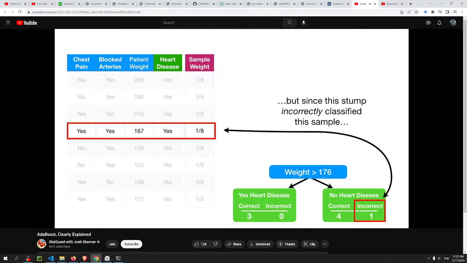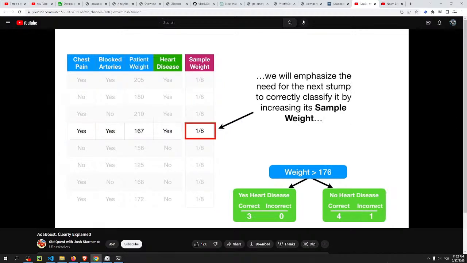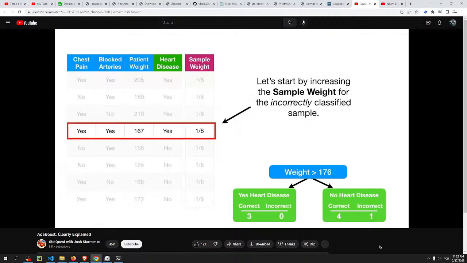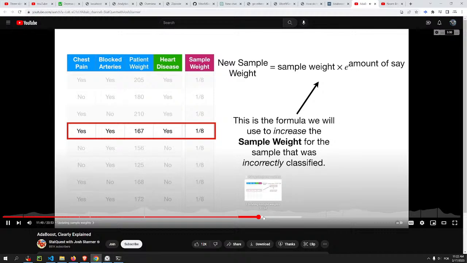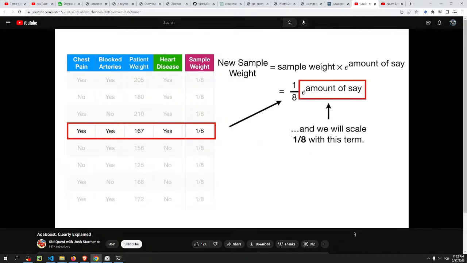But since this stump incorrectly classified this sample, we will emphasize the need for the next stump to correctly classify it by increasing its sample weight and decreasing all of the other sample weights. Let's start by increasing the sample weight for the incorrectly classified sample. This is the formula we will use to increase the sample weight for the sample that was incorrectly classified. We plug in the sample weight from the last stump, and we scale 1/8 with this term.